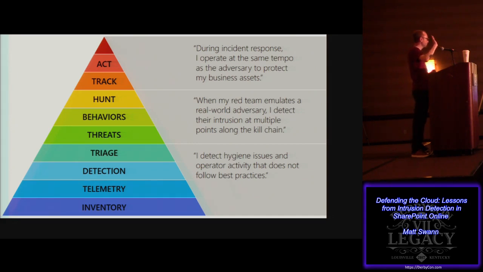But at the top is where you want to strike gold. Not only can you see your adversary moving, but you're operating at the same tempo as them to monitor them, to watch them, and to disrupt them.